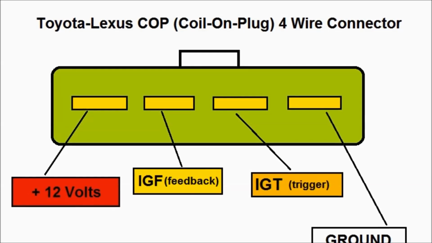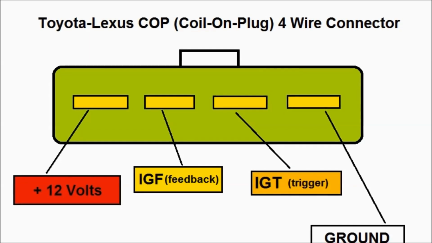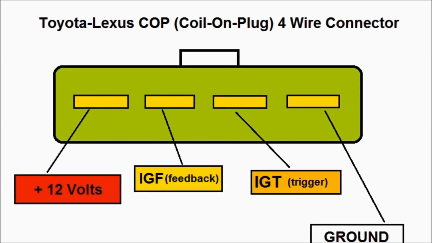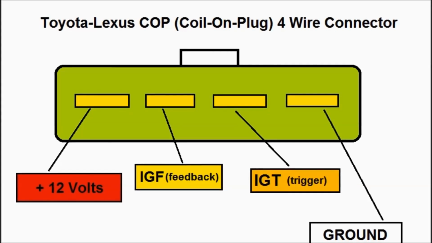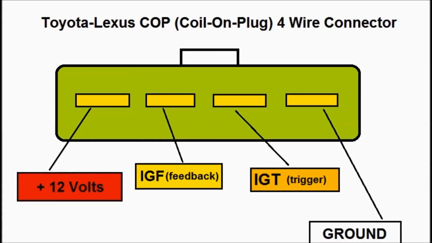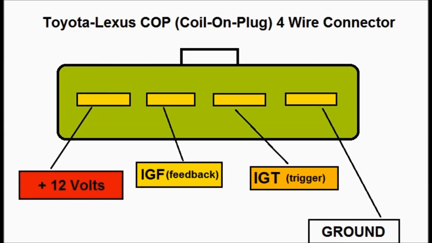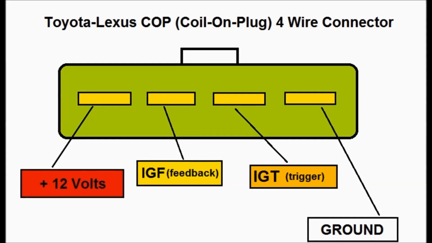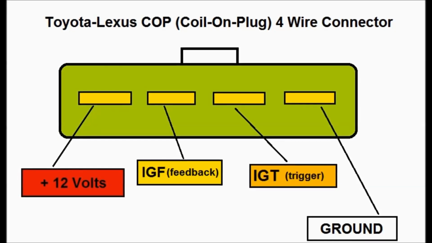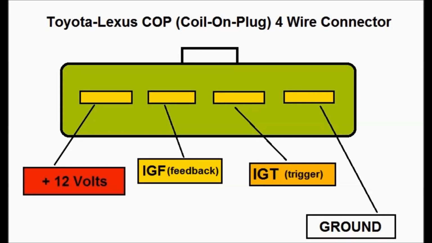Pin number one is 12 volts. It comes from either a relay or the ignition switch. Then you have the IGF. That's the ignition feedback signal. This is important because the unit we show you here actually tests the IGF signal as well. You could have a coil that's firing perfect, but the IGF line is shot. So it's important because you never get rid of that misfire code.